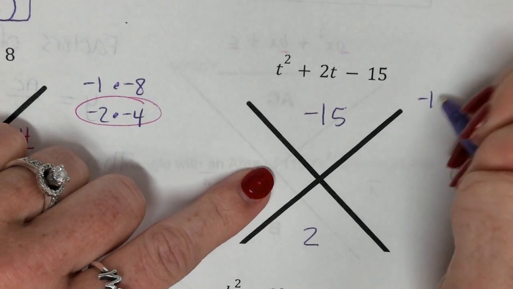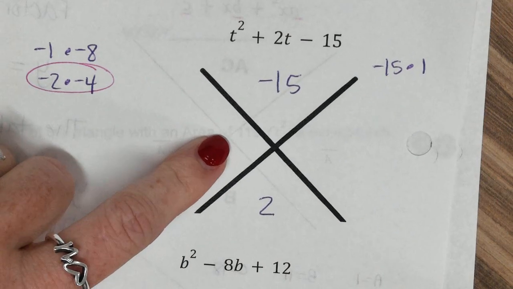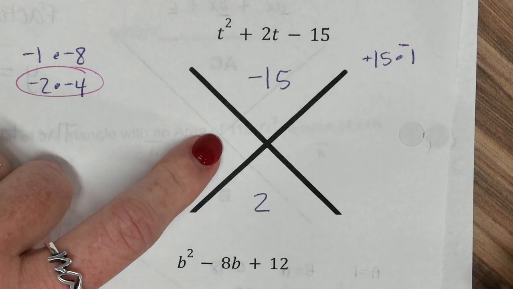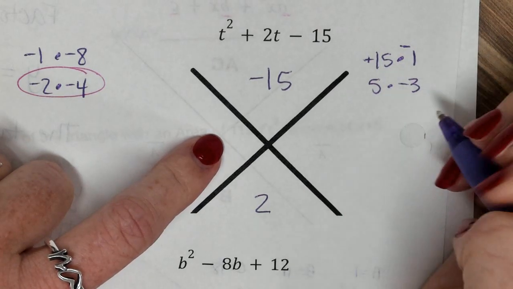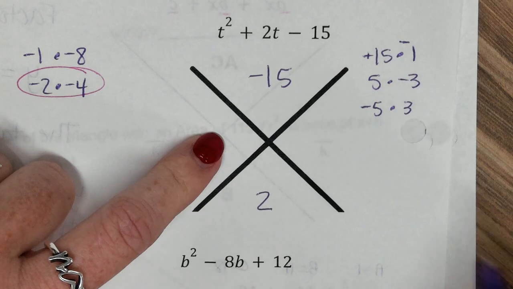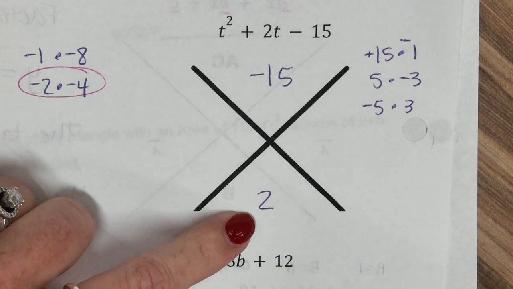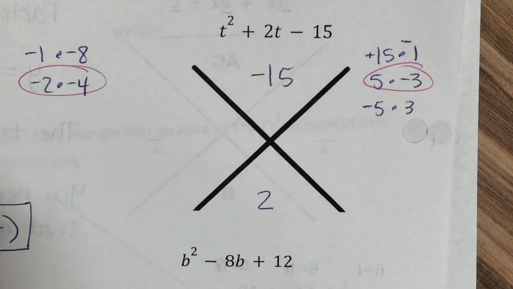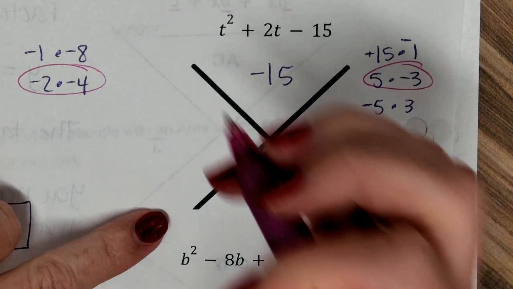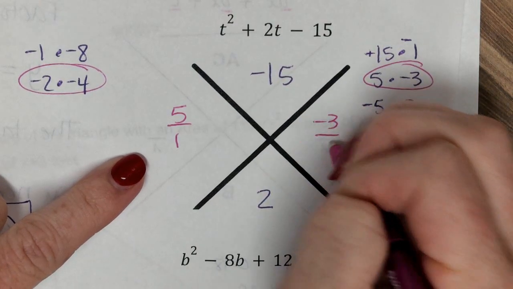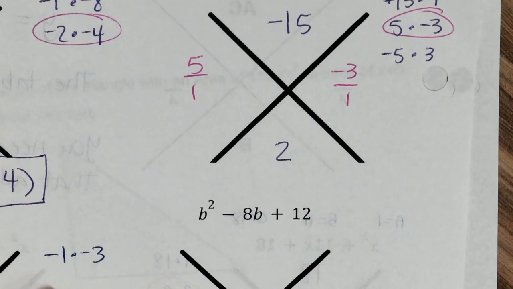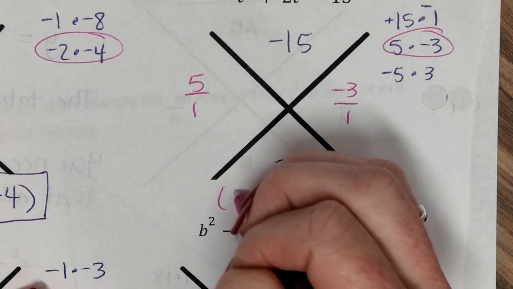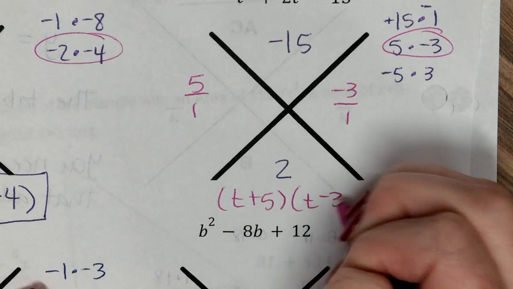I have negative 15 times 1. That's not going to add up to 2. Oh, I said the bigger number needs to be positive. And I have 5 times negative 3. Look what happens if I put negative 5 times 3. Which one, when I add them together, would give me 2? This one, because it's positive. Do y'all see what I'm saying? Good? Questions? All right, so here we go. 5 over 1 and negative 3 over 1. So what's my variable? T. So I have t plus 5 and t minus 3.